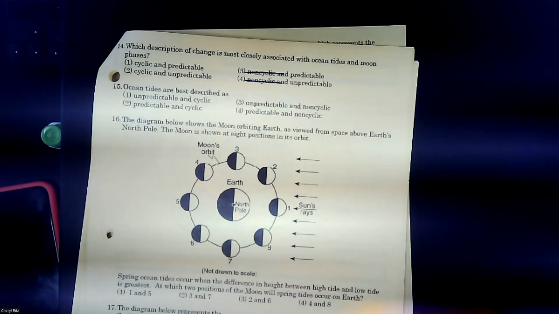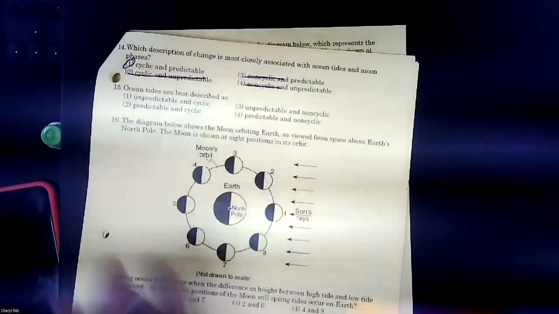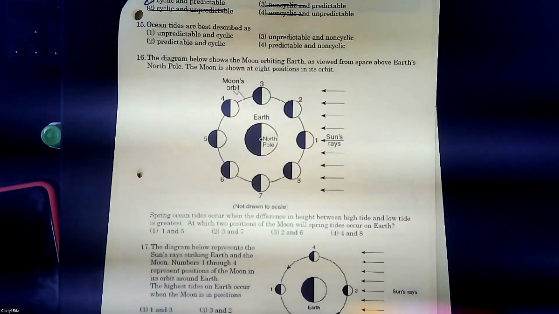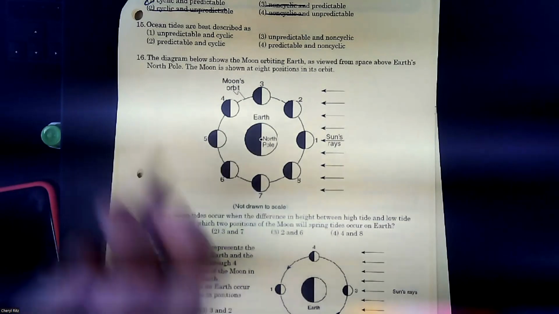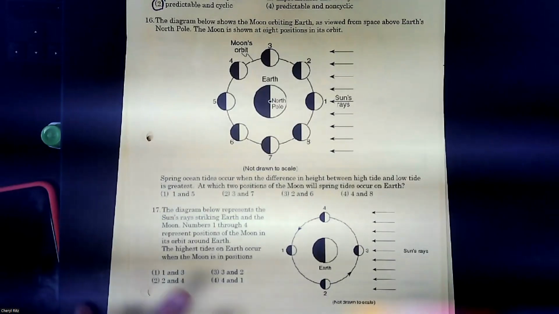And because they're cyclic, are they predictable or unpredictable? Yep. So that is cyclic. The word is cyclic. Ocean tides, are they best described as which one? Predictable and cyclic.